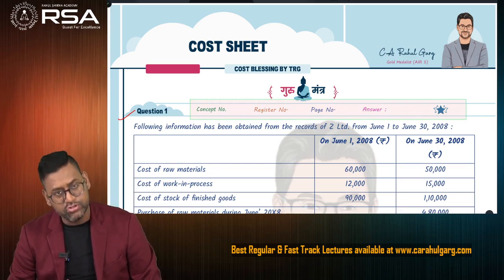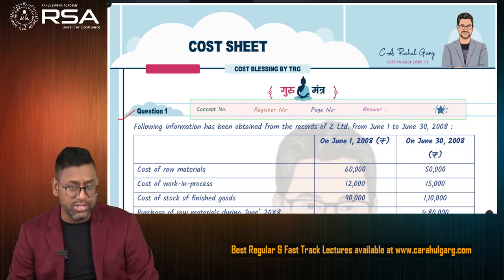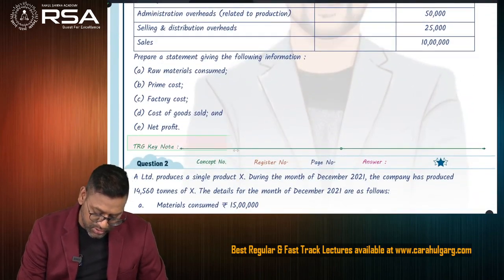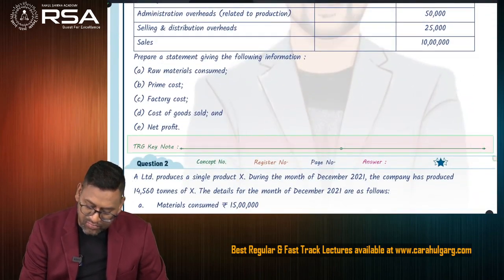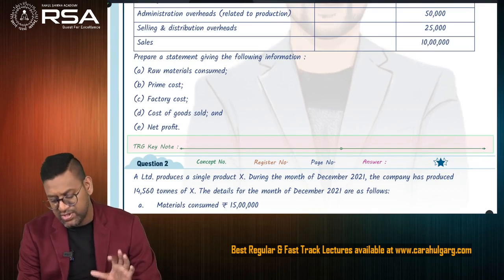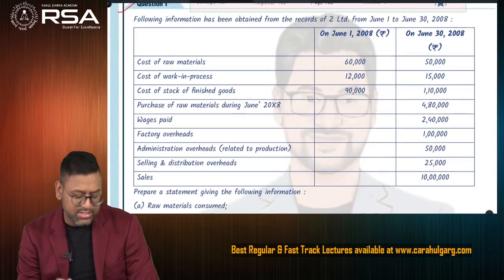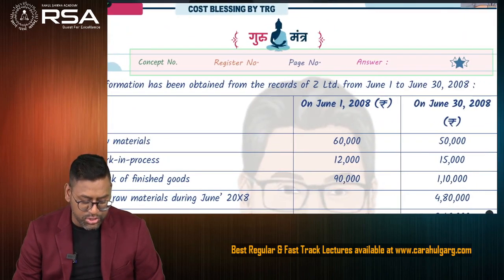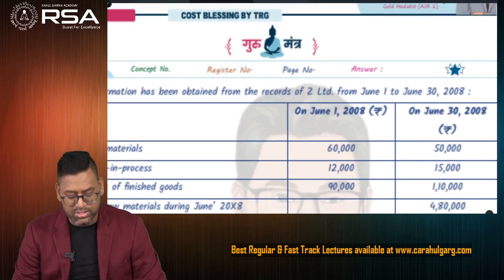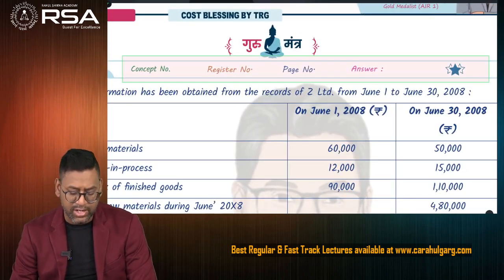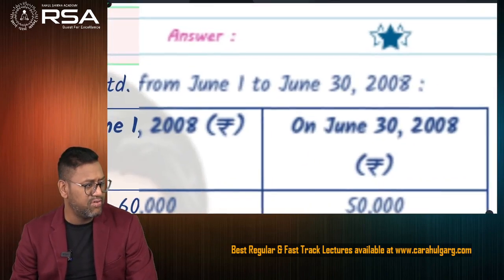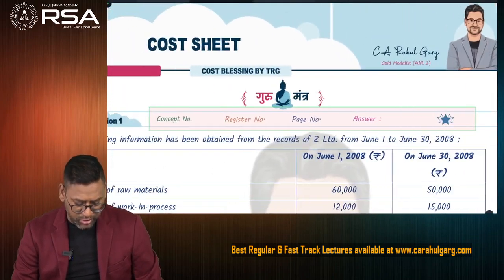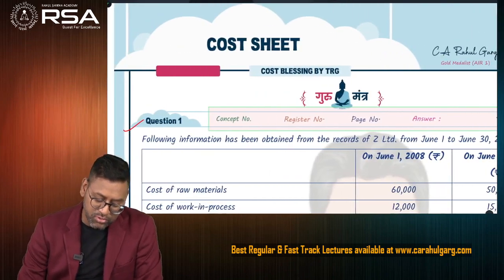Now I will tell you first of all what is the importance of this, and then we go to question number 1. I have given such things in each and every question, in each and every subject. First of all, you see these are the various things written against the question number. One is the concept number, one is the register number, page number, answer, and then there is some symbol like this having various stars.